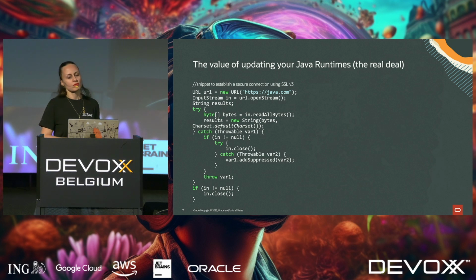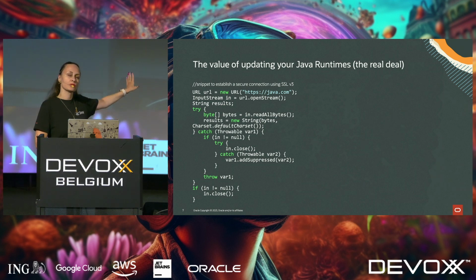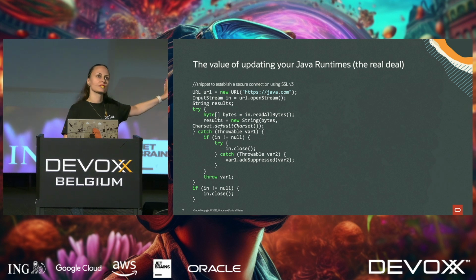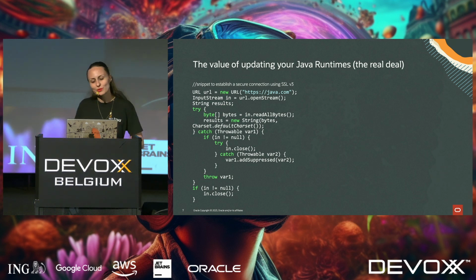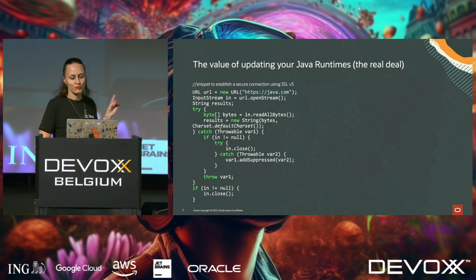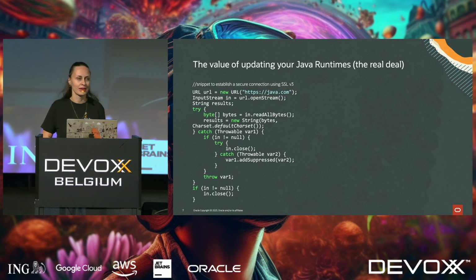Well, let me start with a small example. I know it's a lot of code for a session at this hour, but this code was written in 2014. What Java version do you think it was in 2014 when this code was written? You can yell at me. 8. Good, it was 8. So this was written in 2014. It's using SSL version 3 to connect securely to java.com.